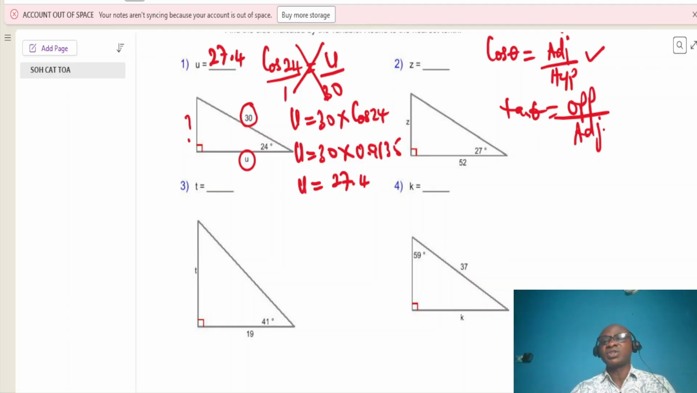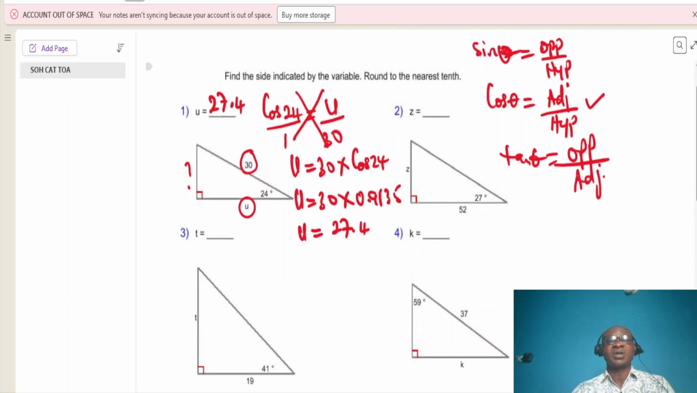Ask me a question. Any question? Okay, you say round to the nearest tenth. Nearest tenth is one decimal place. I go to number two.